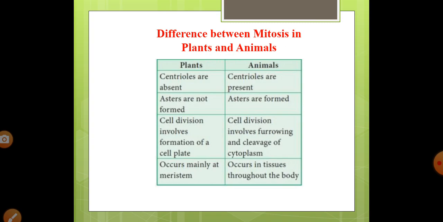There is a difference between mitosis in plants and animals. In plants, centrioles are absent, whereas in animals, centrioles are present. Asters are not formed in case of plants, whereas asters are formed in case of animals. Cell division involves formation of a cell plate. In animals, cell division involves furrowing and cleavage of cytoplasm. Mitosis occurs mainly at meristems, where there is fast growth, the tips of the shoot and root, we can say. And in animals, it occurs in tissues throughout the body.